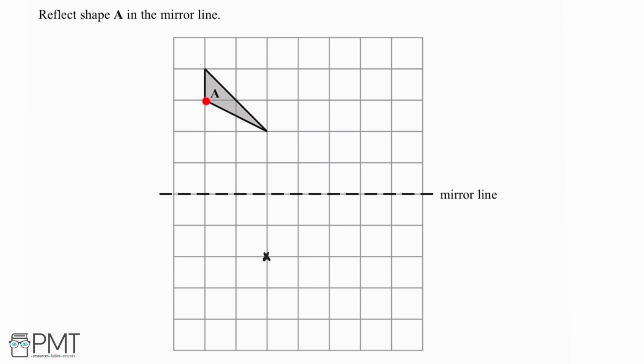Now for the next point here, I move 1, 2, 3 spaces to the mirror line. So if I move 1, 2, 3, I get to here. Last but not least, this one, we move 1, 2, 3, 4 spaces. So if we go 1, 2, 3, 4, and I plot it down here. So now the last thing to do is use a ruler to join up the shape. And if you carry out the correct reflection in the correct mirror line, we get 2 marks.